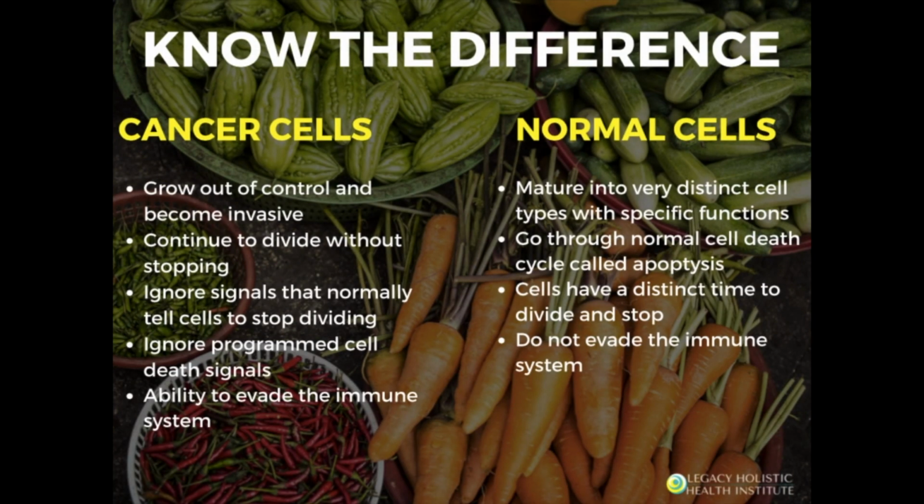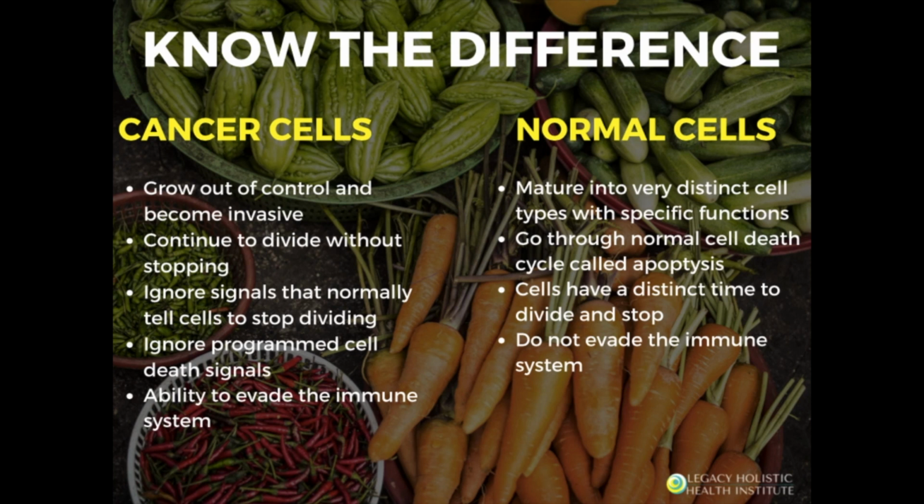Before we talk about any types of treatments or the journey, let's understand a little bit deeper what's happening with cancerous cells versus normal cells. Now, cancer cells differ from normal cells in many ways that allow them to grow out of control and simply become very invasive. One important difference is that cancer cells are less specialized than normal cells. That is, whereas normal cells mature into very distinct cell types and very specific functions they have, cancer cells don't.